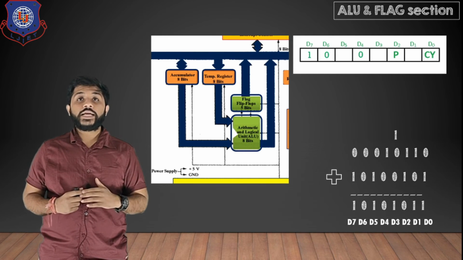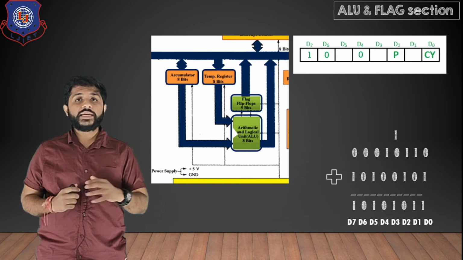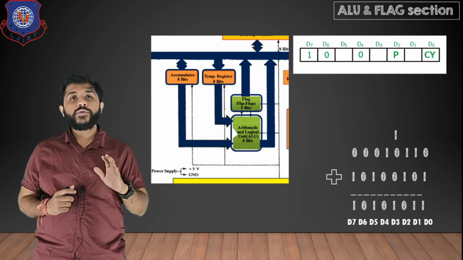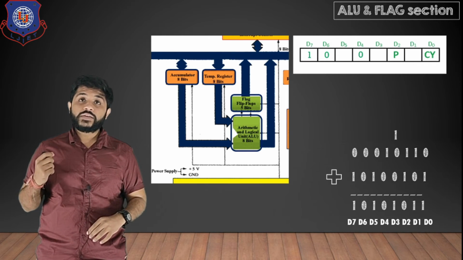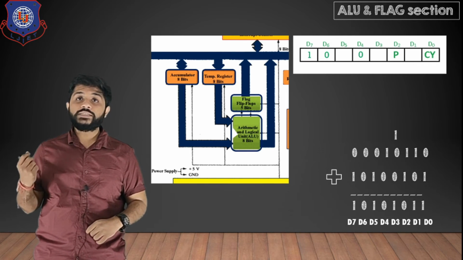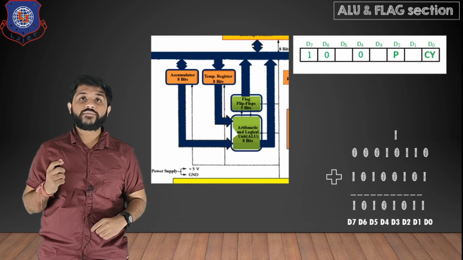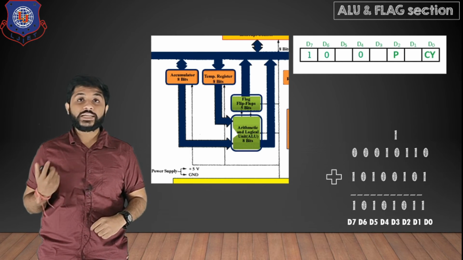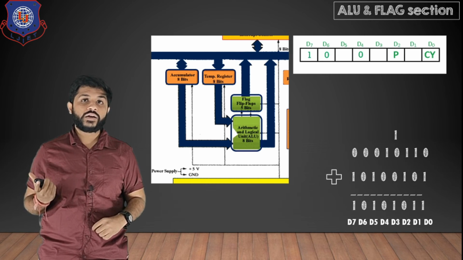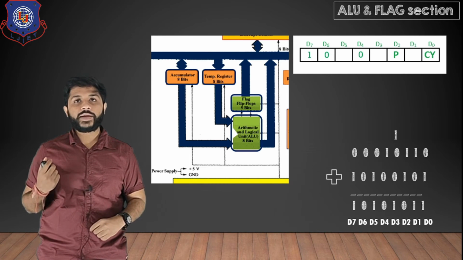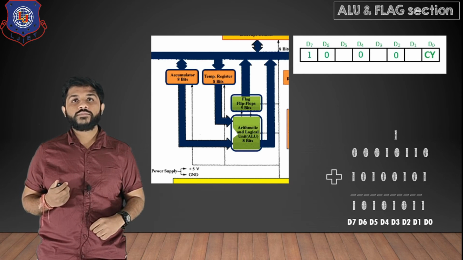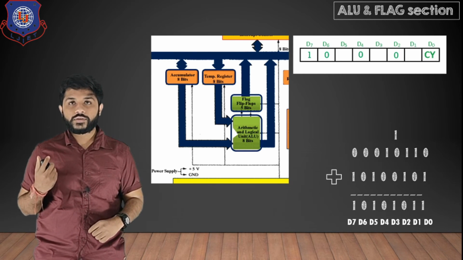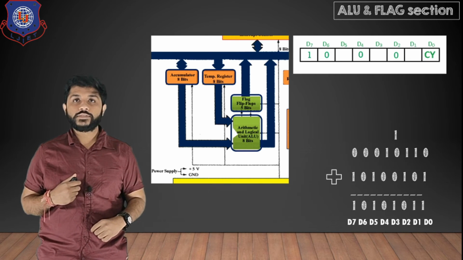After that, the next flag is the parity flag. Now when will the parity flag be set? After performing any arithmetic and logical operation, if in the answer the total number of ones is even, in that case the parity flag will be set. So what if the total number of ones is odd? In that case the parity flag will be reset. So you can see that the total number of ones is odd, so the parity flag will be 0.